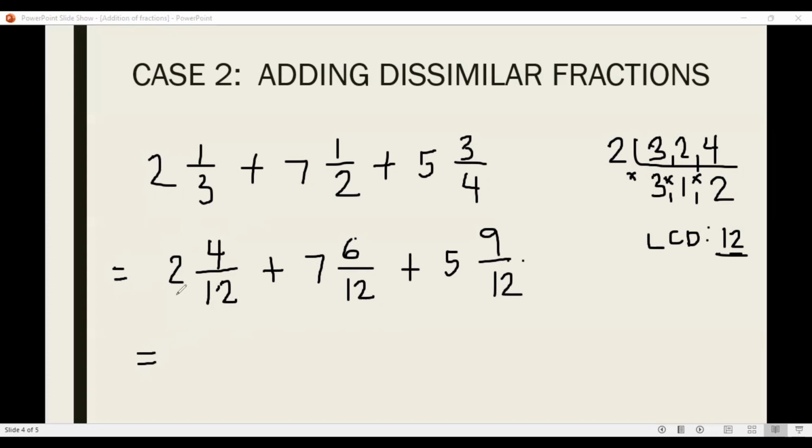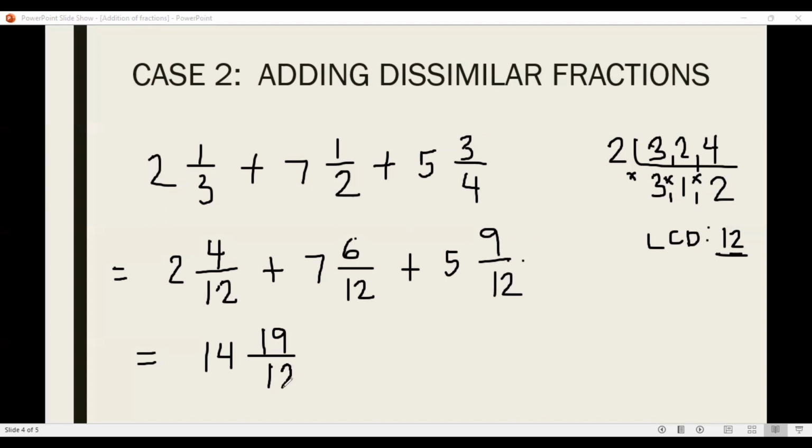Again, we have to simply add the whole numbers, 2, 7, and 5. That is now giving us an answer, which is 14. So 14, and the numerators, we have 4 and 6, that is equal to 10. Plus the 9 is equivalent to 19. So 19 over 12.